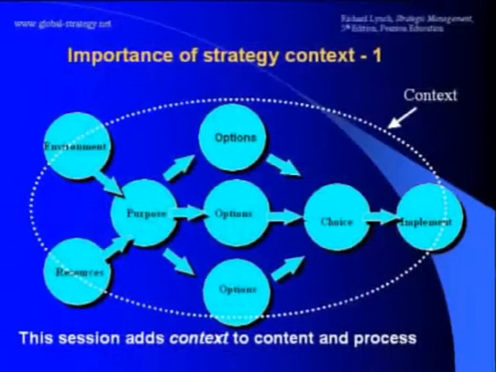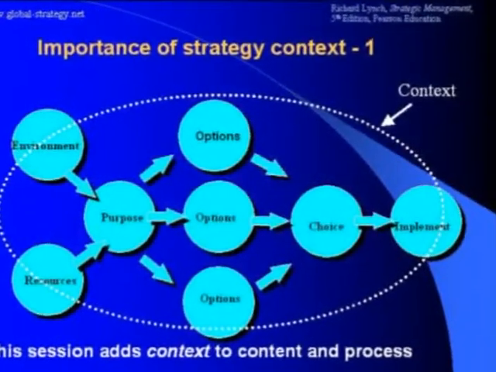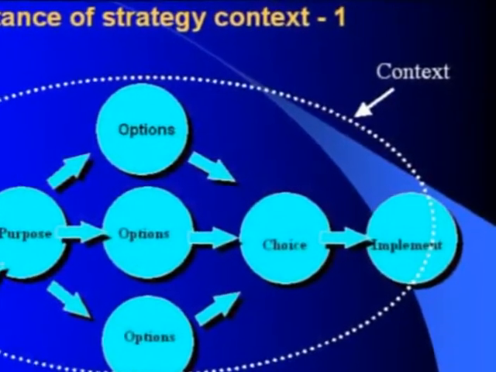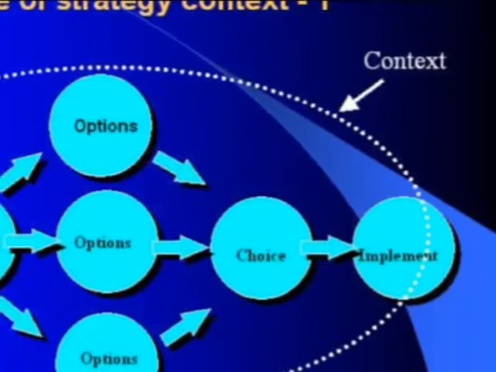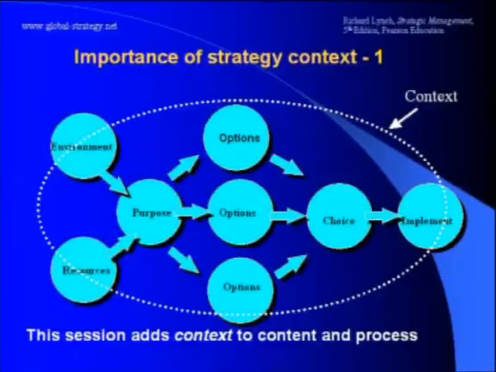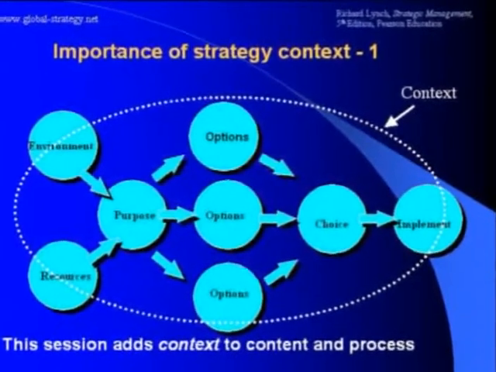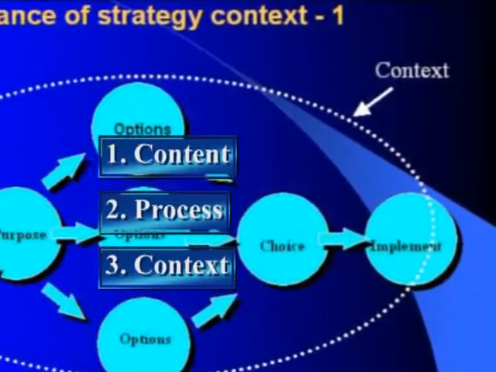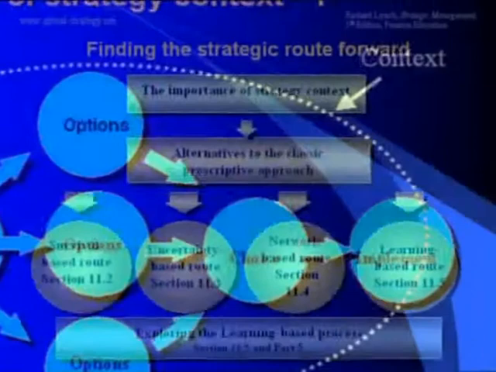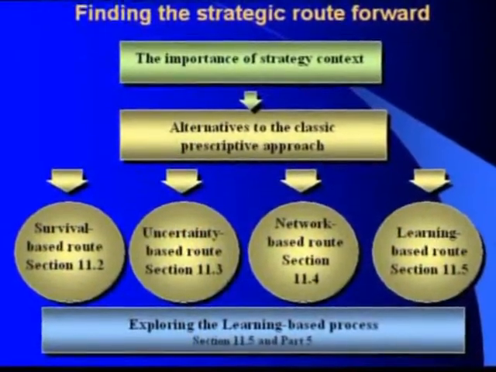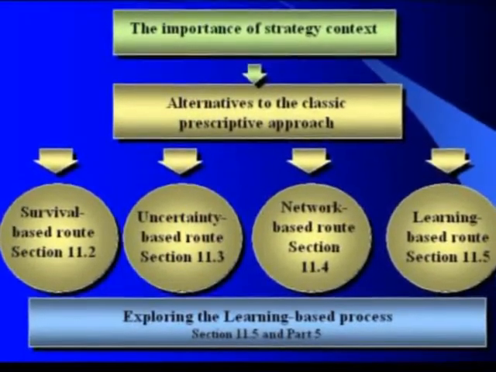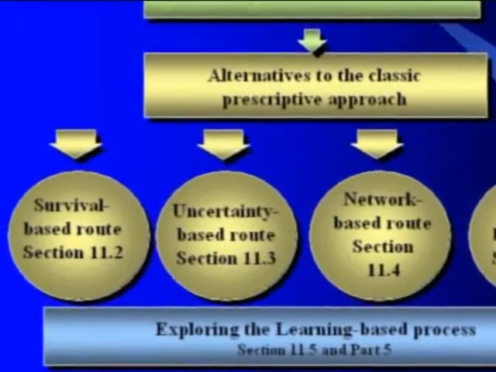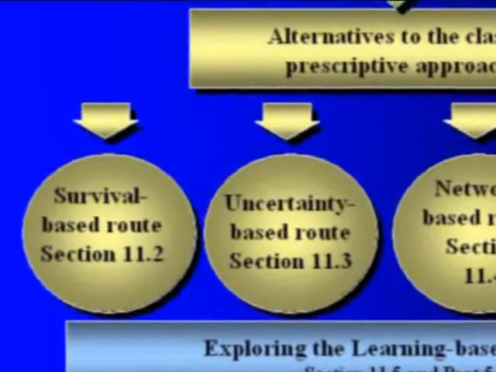All this means that the context in which strategy is developed needs to be considered alongside the two aspects named in Chapter 10 of content and process. We therefore have three aspects to strategy: content, process and context. The issue therefore is how you handle uncertainty in contexts. And there are four routes. Route number 1 is survival-based.